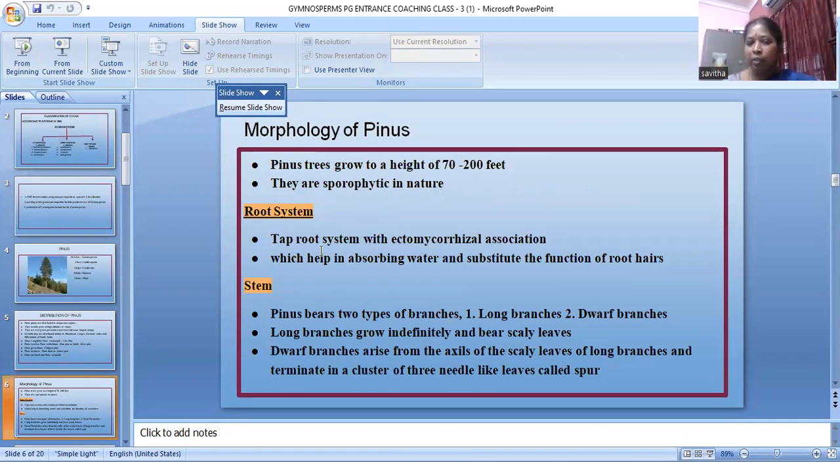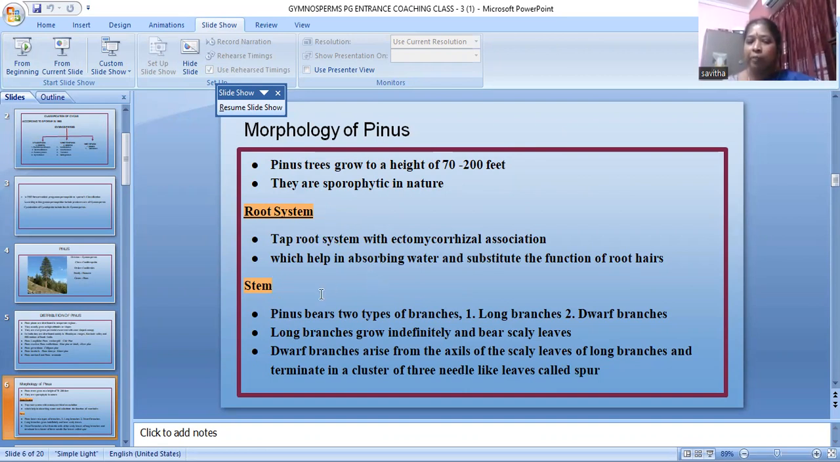When you come to the root system, it is a taproot system with ectomycorrhizal association in Pinus, where the fungus associates with the external part of the root and helps in absorbing water, substituting the function of root hairs. This is about the root system.